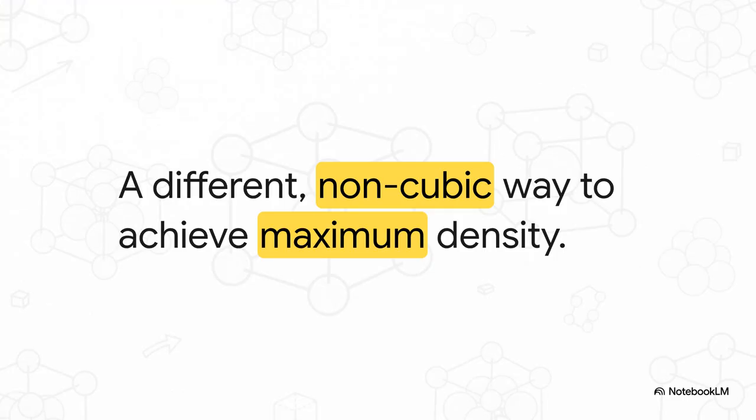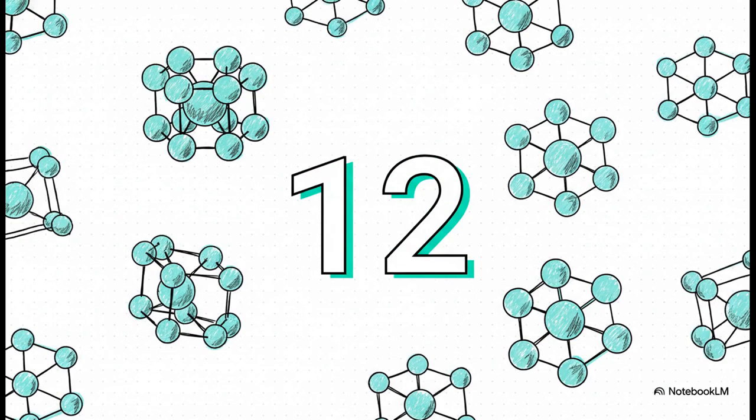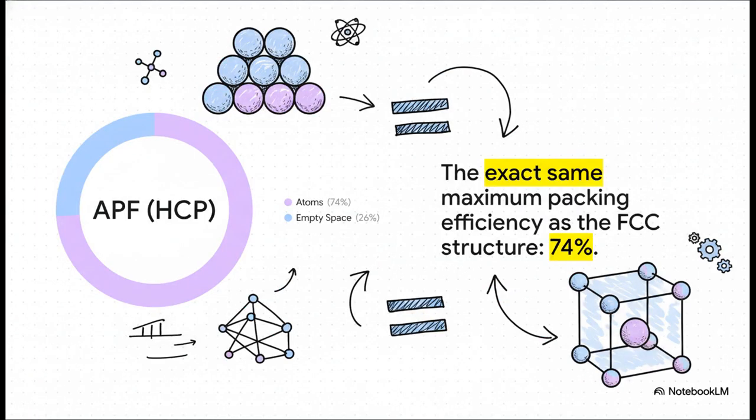But wait, there's another way to hit that maximum density: the hexagonal structure. You find this in metals like zinc. Its unique hexagonal shape packs in 6 full atoms. And just like face-centered cubic, it's also got that super high coordination number of 12. And get this, it has the exact same packing efficiency as FCC, a perfect 74%.